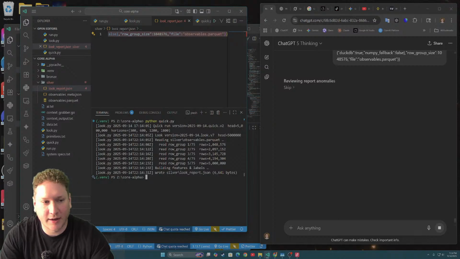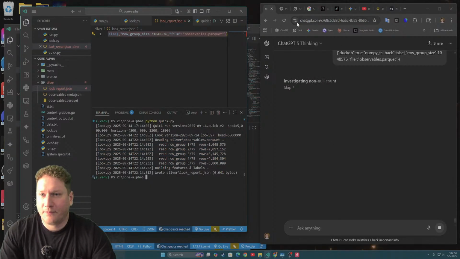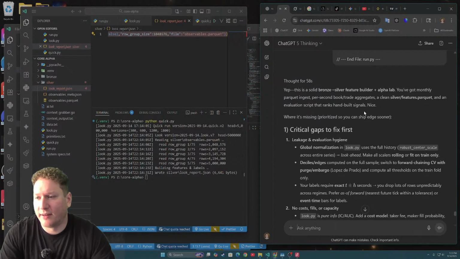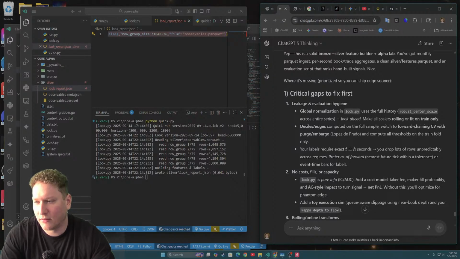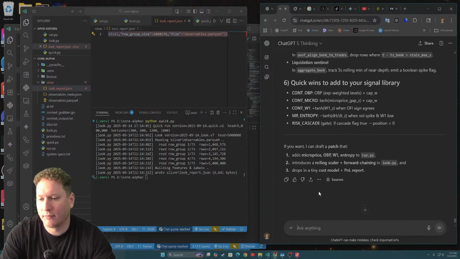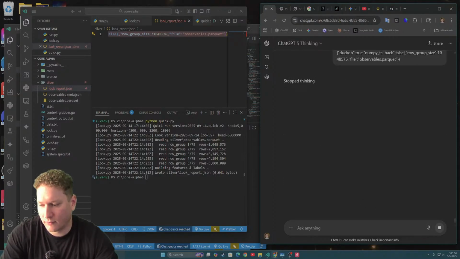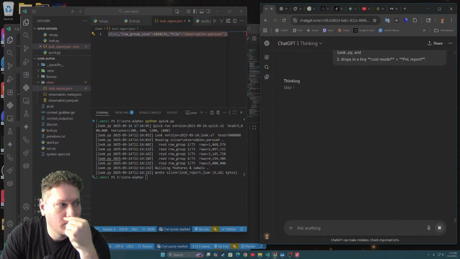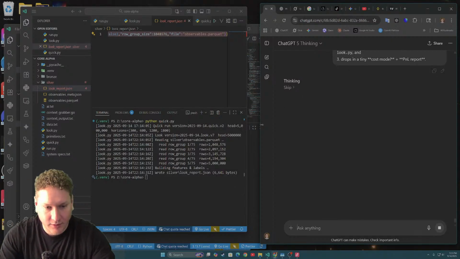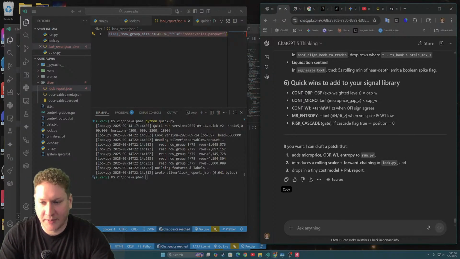All right, let's see what we're getting here. We can run a full test. We're just running a sample amount of rows, I think only 5 million rows right now. Yeah, this is a solid bronze, silver, future builder, alpha lab. You've got month. Okay, what we're missing. We're missing something apparently, according to the other GPT-5.